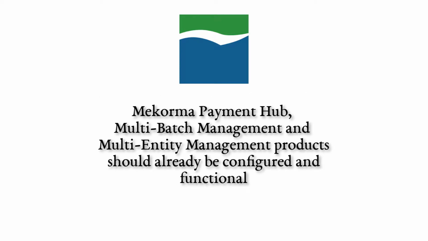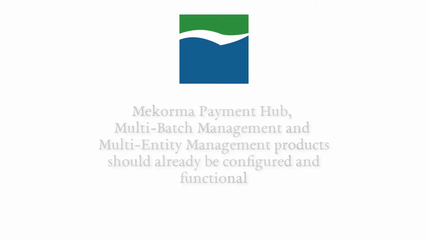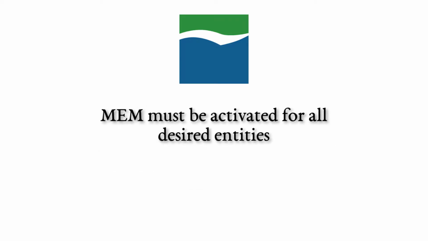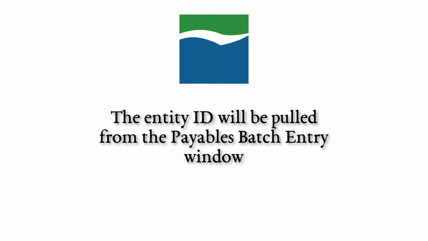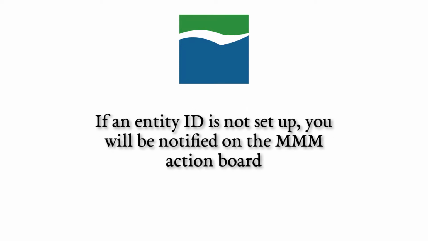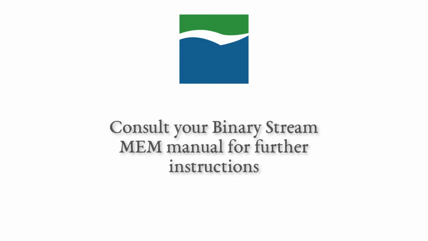This video assumes that Mekorma Payment Hub, Multi-Batch Management, and Binary Stream's Multi-Entity Management products are all functional and configured for your use. MEM must be activated for all entities you want to process with MBM, and all users must have a default entity assigned before processing can begin. That entity ID will be pulled by default from the Payables Batch Entry window when MBM goes through the automated build process. If you do not have an entity ID set up for a company that is going to be included in your MBM processes, you will be notified through a message on the MBM action board. Please consult your Binary Stream MEM manual for further instructions.